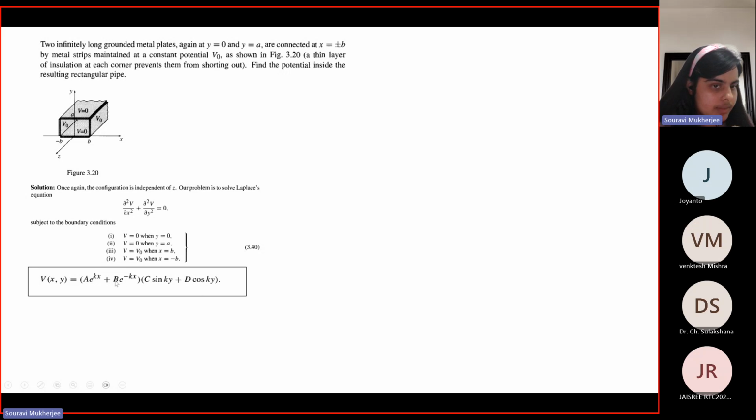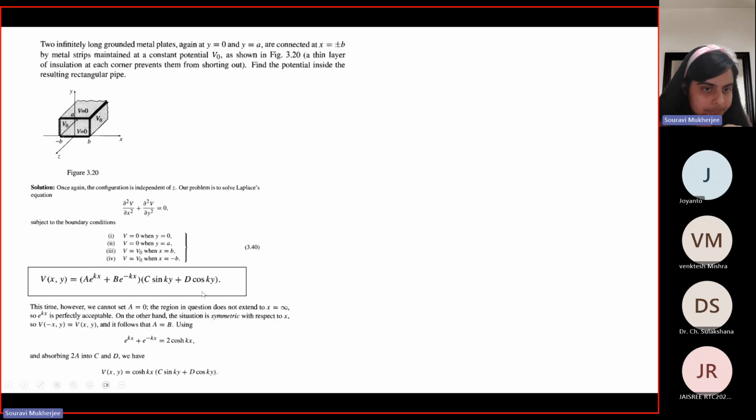So that means we can consider b to be equal to a, and because it is the same constant, we can include that constant in our c and d, right? So basically, your a is equal to b. That means take a common. So what you can write is e to the power ax plus e to the power minus ax can be written as 2 cosh ax. Okay, and then we can absorb 2a into c and d. So this is how it looks. So now we have taken into consideration the symmetry along the x direction.